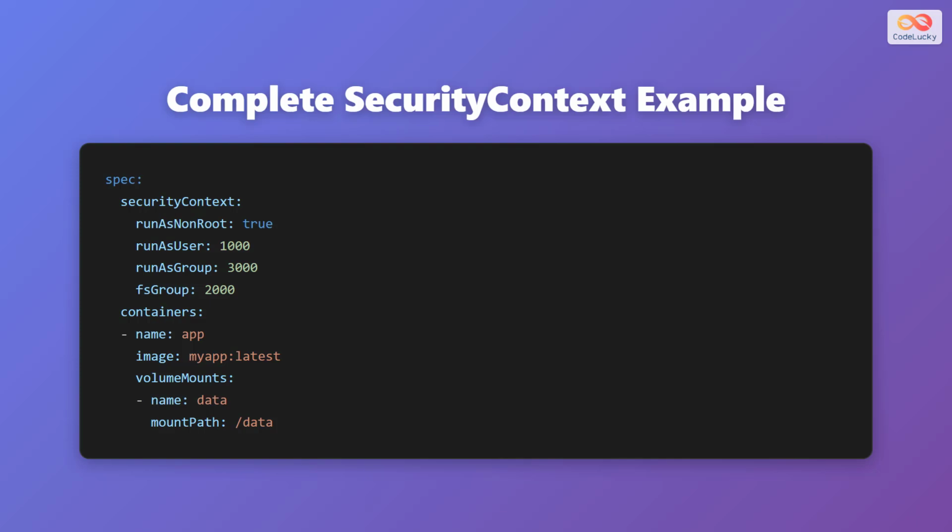Here's a complete example that brings all these fields together. In the Security Context section, we set runAsNonRoot to true, runAsUser to 1000, runAsGroup to 3000, and fsGroup to 2000. This means the container runs as user 1000 with group 3000, and any volumes mounted will be owned by group 2000. We then define our container and mount a volume at the data path. This configuration ensures comprehensive security for both the running processes and the file system.